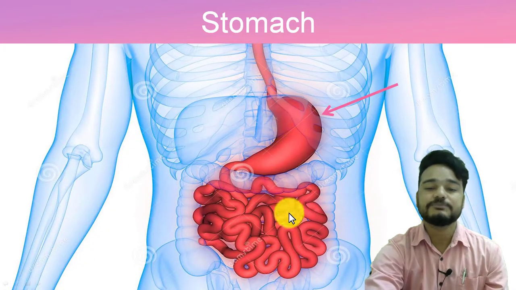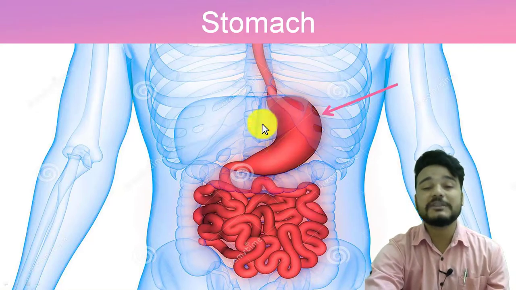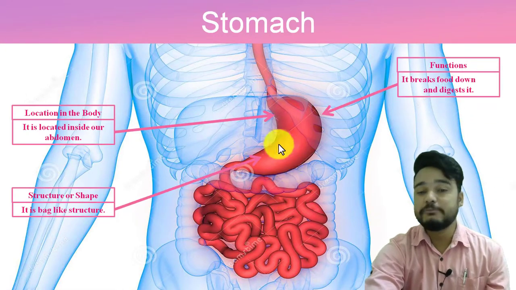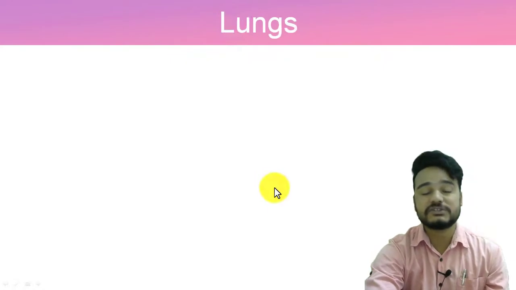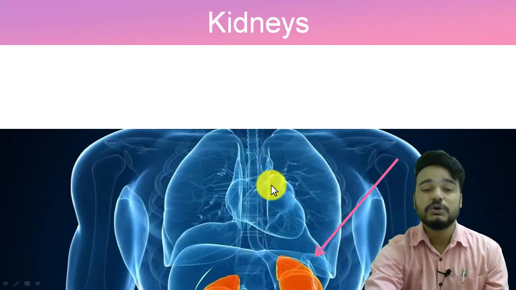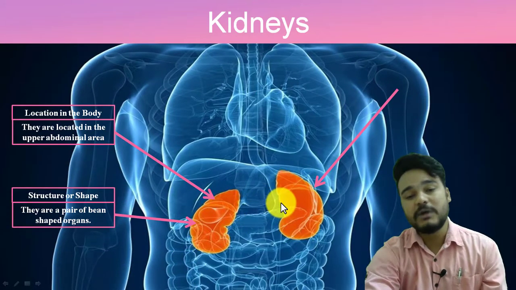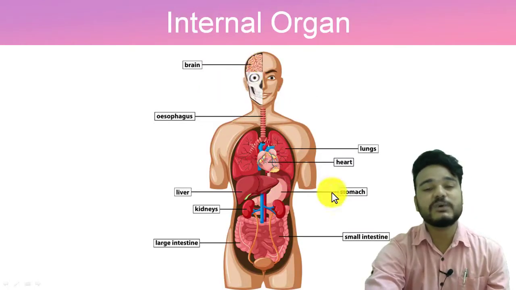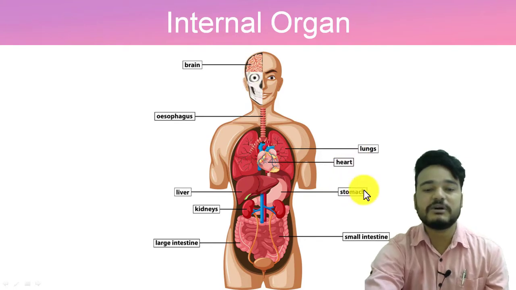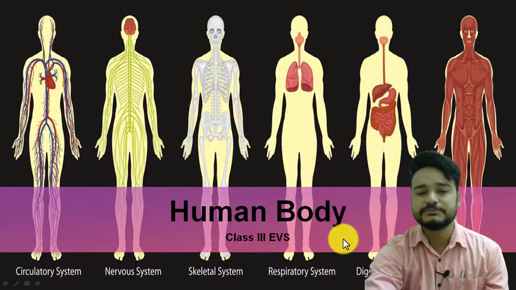Then we had learnt about a bag like structure which is present in our lower abdomen, that is the stomach, and where it is located. Then we had learnt about the lungs, their location and function. We had learnt about the kidneys also. So these were the organs that we had learnt: brain, lungs, heart, stomach, kidneys and intestine. These were some internal organs.